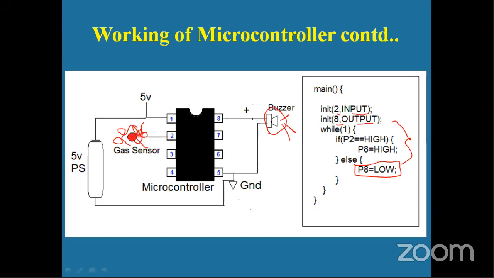You can put everything into one small box and keep it in our kitchen. If there is a leakage of gas, LPG, then the buzzer will start beeping. A simple safety system using only 4 lines of code.